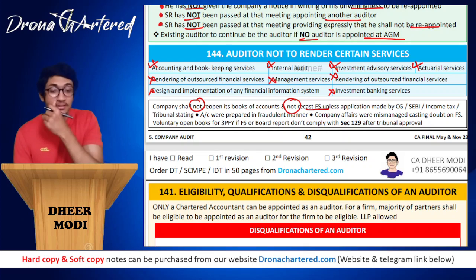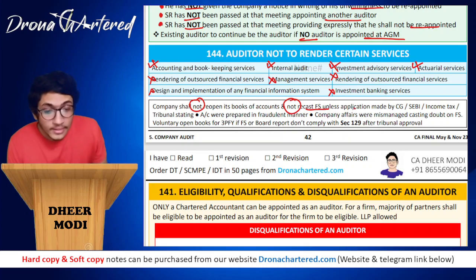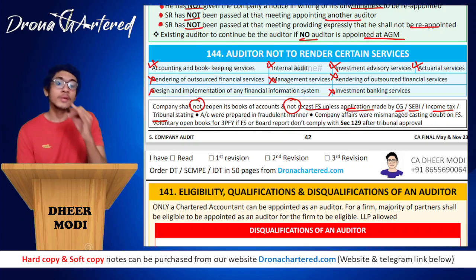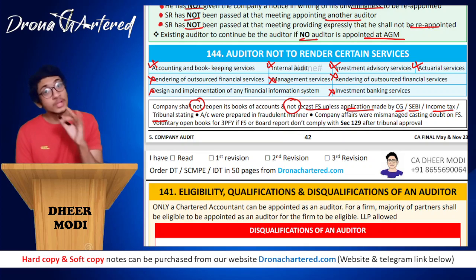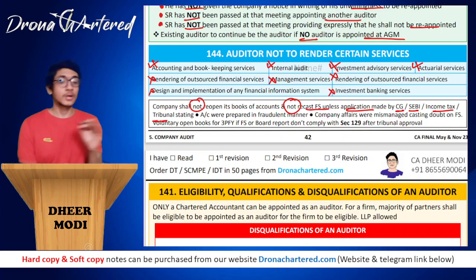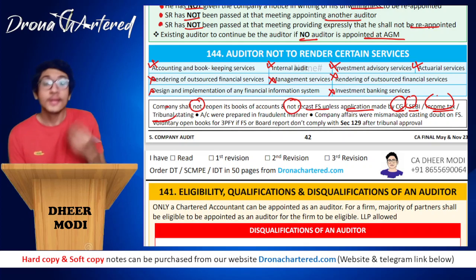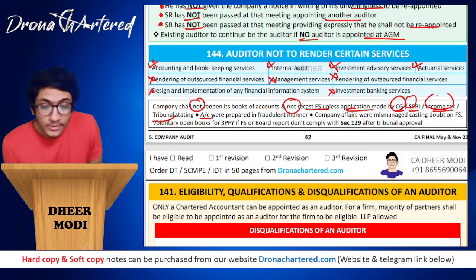That means make any changes to the financial statement unless an application has been made by the Central Government, SEBI, income tax, or tribunal. So only if they have made an application to change, only then will you change. Otherwise, you will never reopen books of account. You will never recast any financial statement unless an application has been made by the CG, SEBI, income tax or tribunal stating that your accounts were prepared in a fraudulent manner.